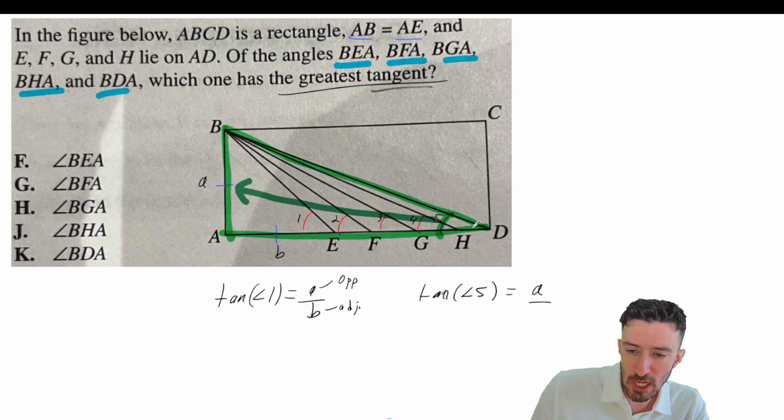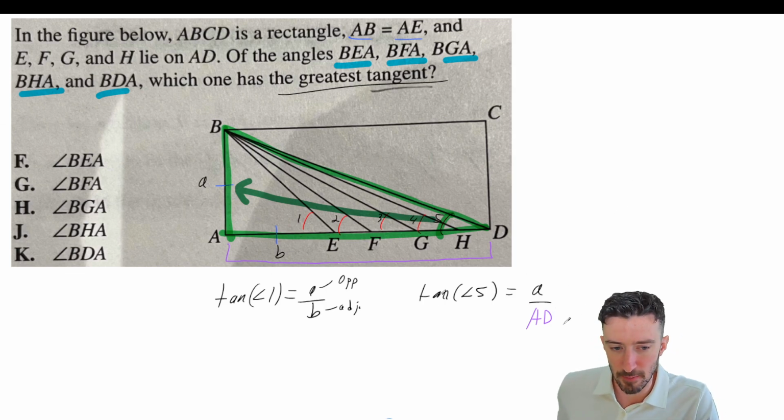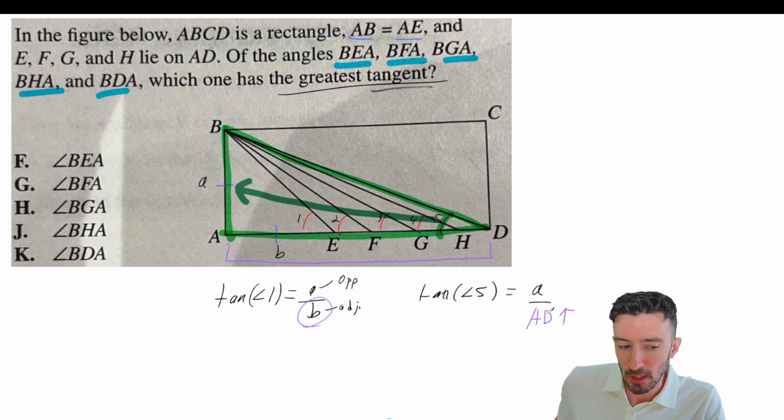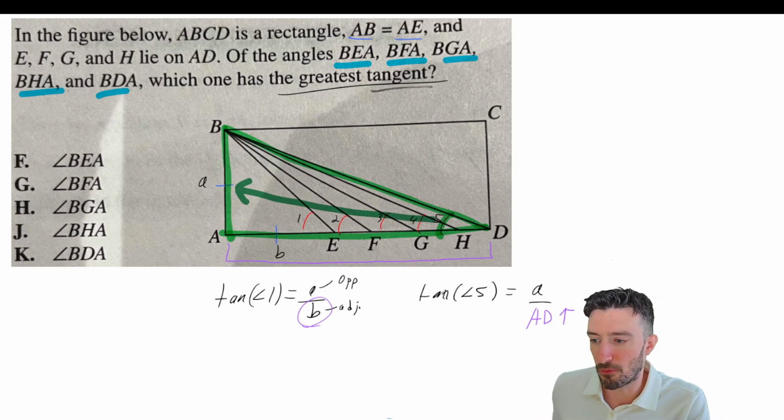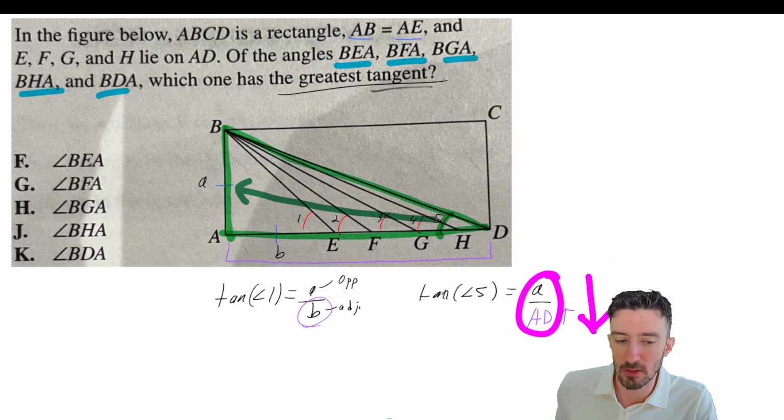But then what's the adjacent? Well, the adjacent, last time it was B, but in this one, it's this entire thing. I could just call it AD. Now, AD is clearly bigger than B. Okay, so if AD is clearly bigger than B, that means that we're dividing by a bigger number. Now, what does that mean for the fraction? It means that the entire fraction is smaller.